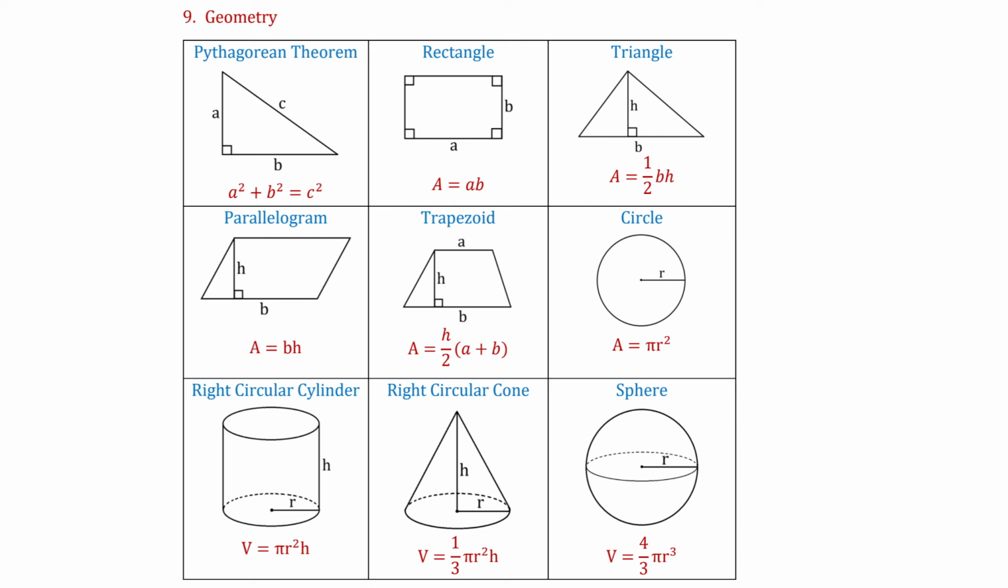The volume of a right circular cylinder is pi times the radius squared times the height. The volume of a right circular cone is 1/3 times pi times radius squared times the height. And the volume of a sphere is 4/3 times pi times radius cubed.